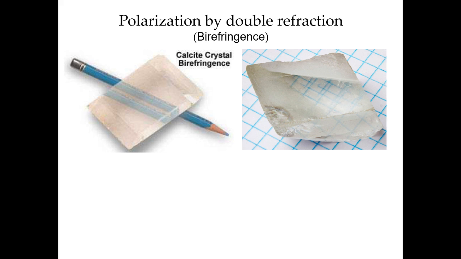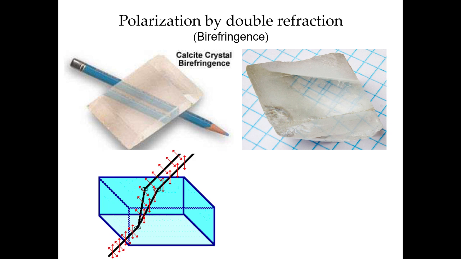Now the next method of polarization is polarization by double refraction. It is also called anomalous refraction or birefringence. In nature, there are some materials which show double images of objects when they are seen through these materials. These materials are known as birefringent materials, and this phenomenon is known as birefringence. It happens because when an unpolarized light ray enters a birefringent material, it splits into two rays.